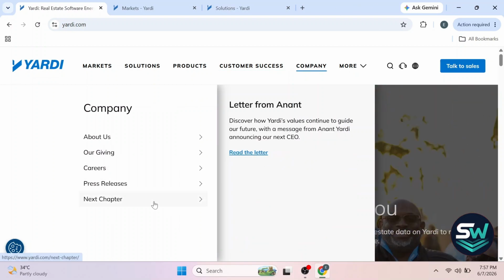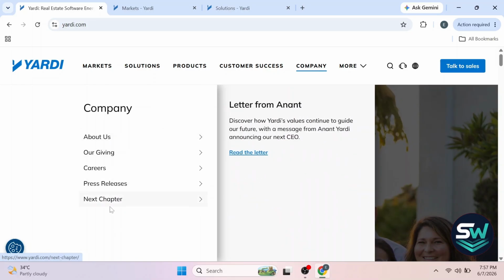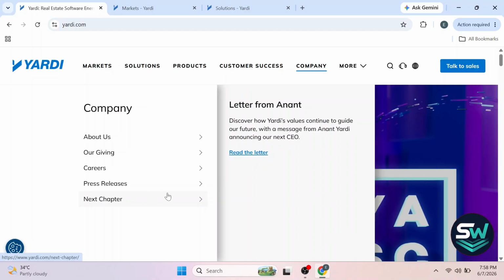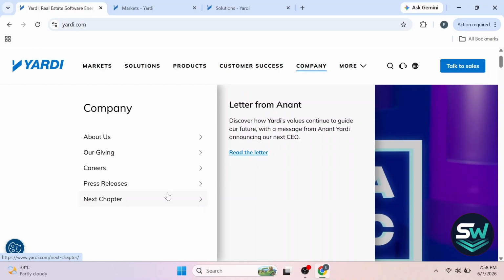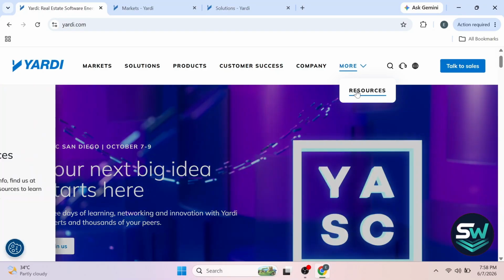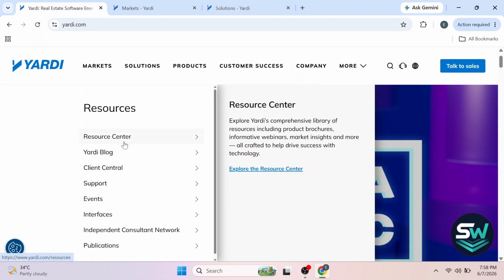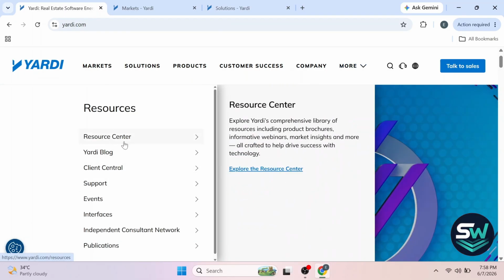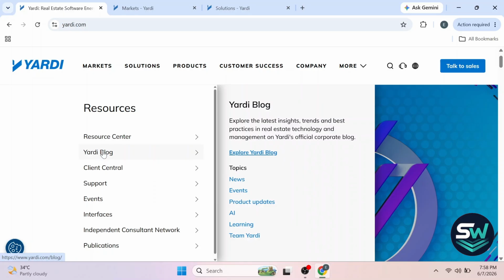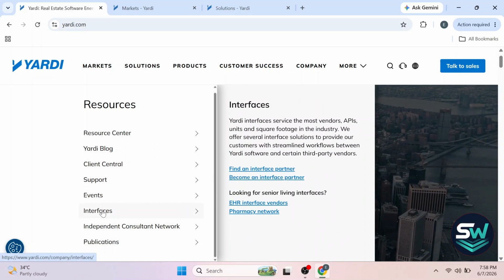Visitors can learn about company history, leadership team, corporate values, mission and vision, global presence, industry expertise. This section helps users better understand the organization behind the software. And the final main navigation category is resources. So resources contain Resource Center, which is basically a central hub for all of this, Yardi blog, Client Central, support, events, interfaces, independent consultant network, and publications.